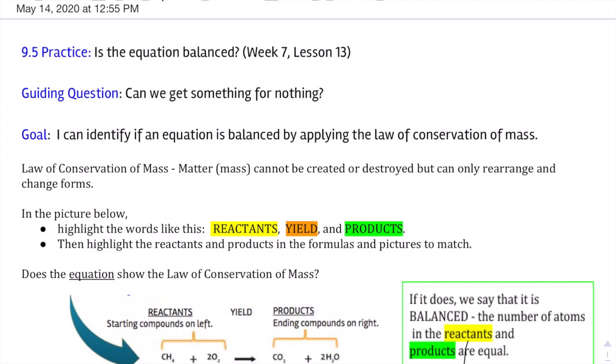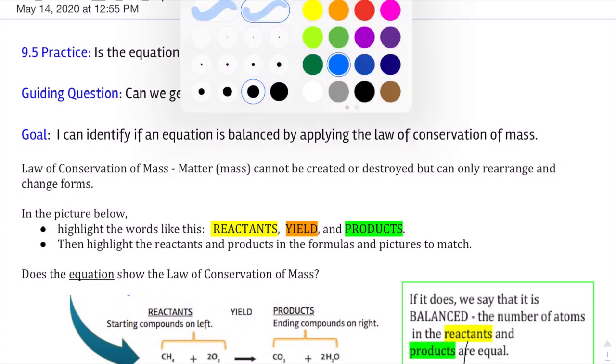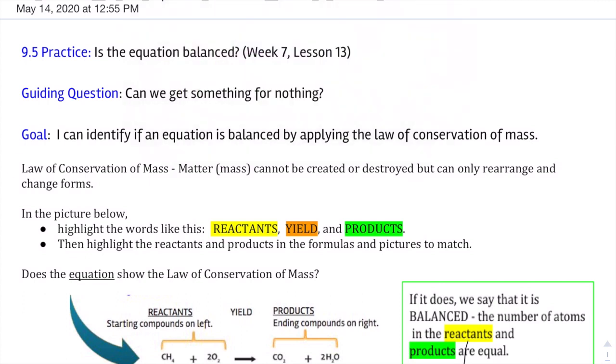And the goal: I can identify if an equation is balanced by applying the law of conservation of mass. The law of conservation of mass, and I'm reading here now, is that matter or mass cannot be created or destroyed, but can only rearrange and change forms. So it's a scientific law, or kind of a rule that things seem to follow in nature.